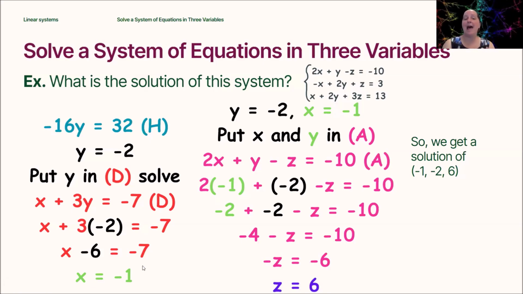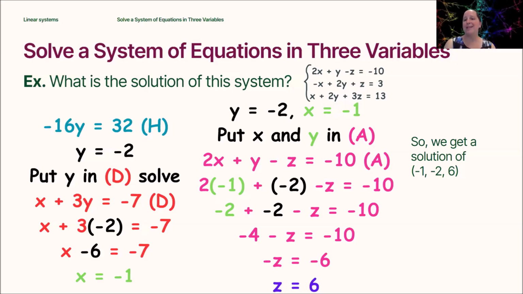Now that I have negative 1, I'm going to substitute both the x and the y into one of my 3 original equations. Again, you can use A, B, or C. I chose to use A. When I do that, I have 2 times negative 1 plus negative 2 minus z equals negative 10. Negative 2 plus negative 2, of course, is negative 4. Minus z equals negative 10. I add 4 to both sides, so I get negative z equals negative 6. And then you can either multiply or divide by negative 1, but you'll get an answer of z equals 6.